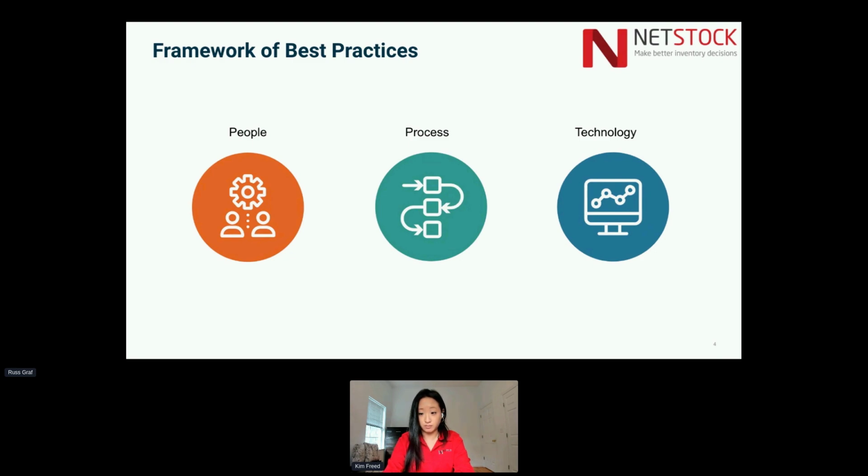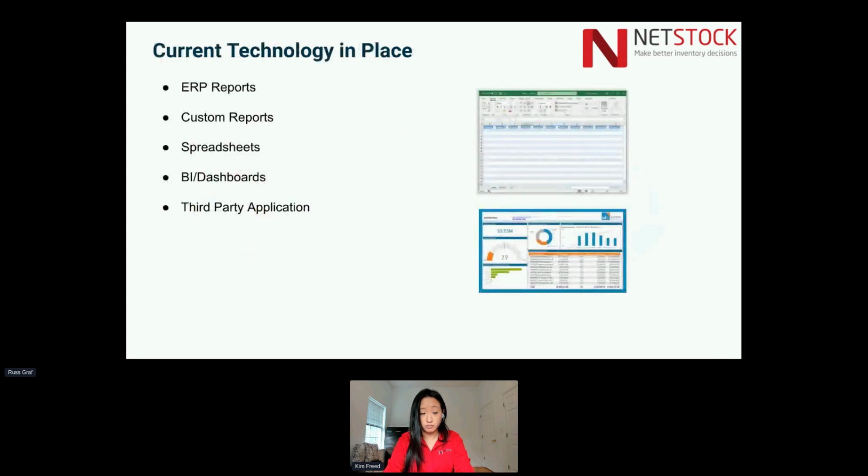And then, of course, the third piece, near and dear to most of our hearts, is the technology component, right? What are we dealing with there in terms of tools that we have in place? Where are there gaps? What do we need to do in addition to what we have?